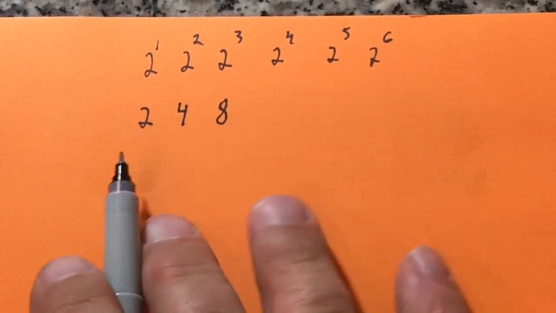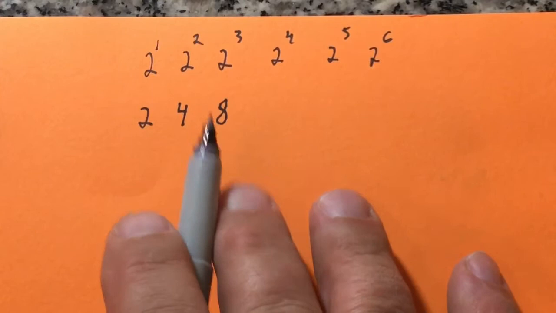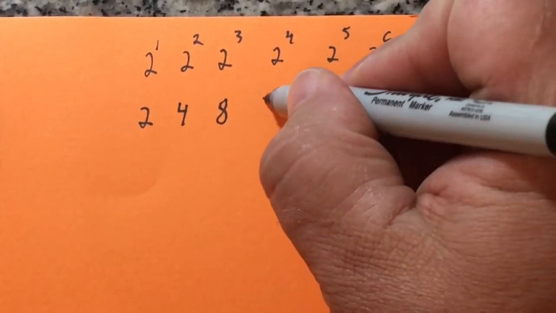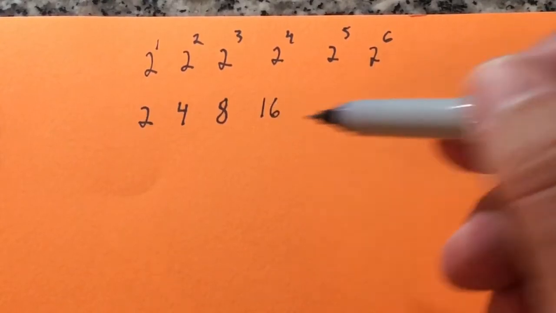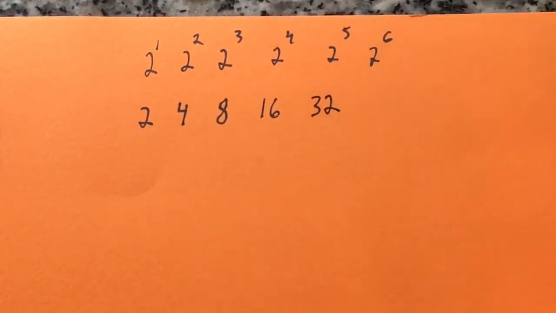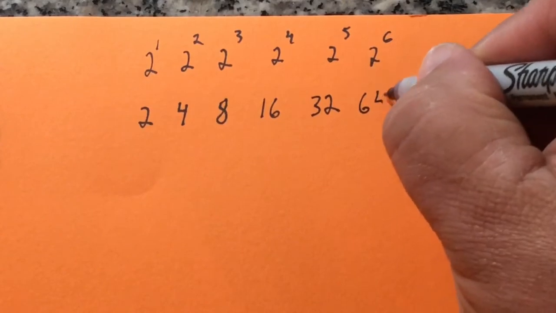And now notice they're doubling. I multiply that by 2 to get 2 to the fourth. So 2 to the fourth is going to be 16. 2 to the fifth is 2 times 16, or 16 plus 16, which is 32. And then 2 to the sixth is 64.